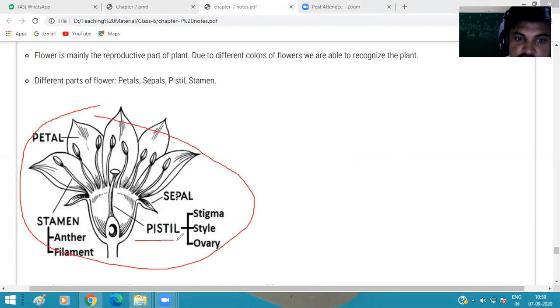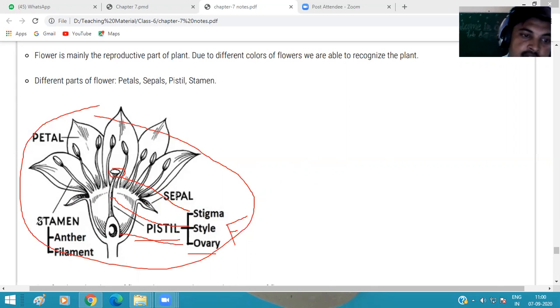So first we discussed the female part. It is the female part, that is the pistil. A pistil, the female reproductive part, has three parts. The first one is the stigma, and the tube is called the style. And at the base, an egg-like structure is present, that is the ovary.